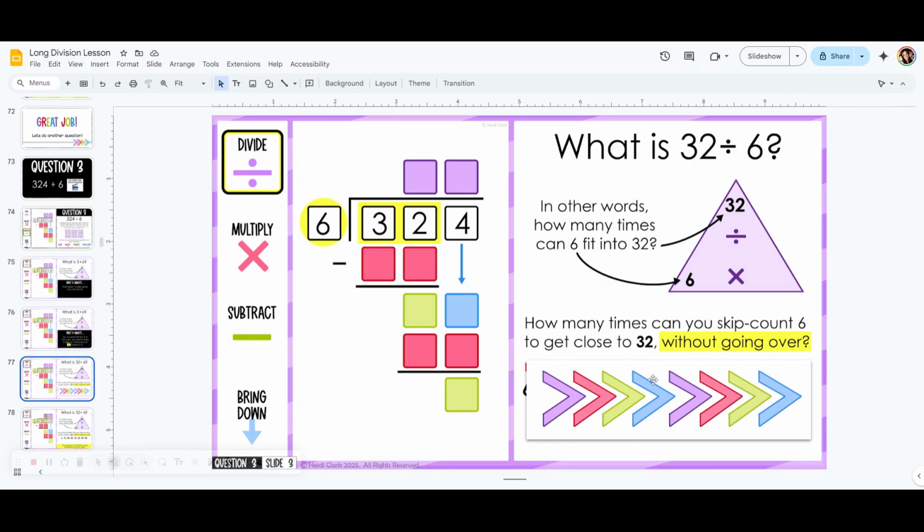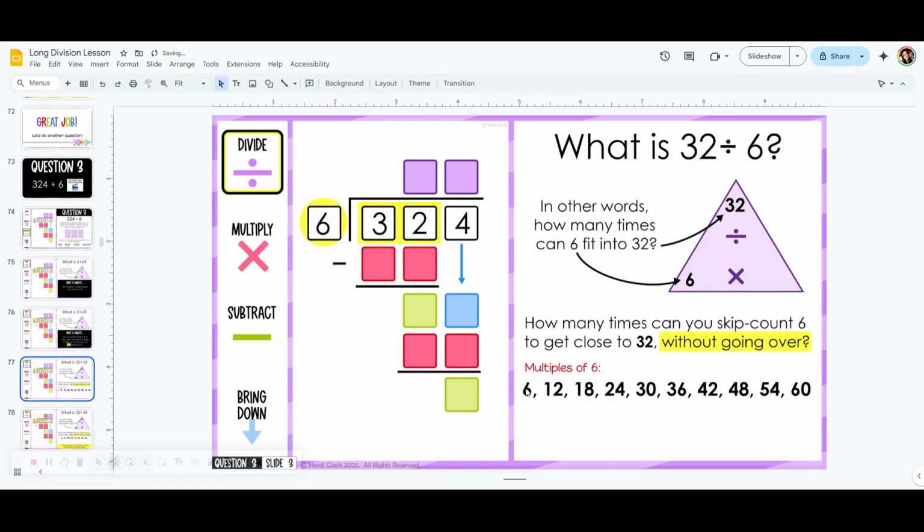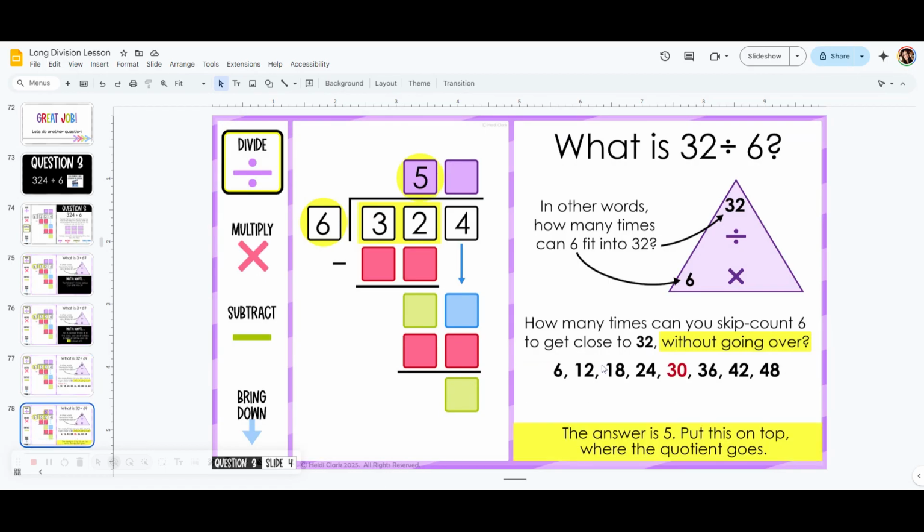Or my favorite way to do it is, how many times can you skip count 6 to get close to 32 without going over? So I can go that far, but no further. So you can skip count your 6. 1, 2, 3, 4, 5 times without going over 32. So the answer is 5. And you're going to put the 5 up top where the quotient goes. That was our divide step, our purple. We're done with that, and we're going to move on to red, which is multiply.